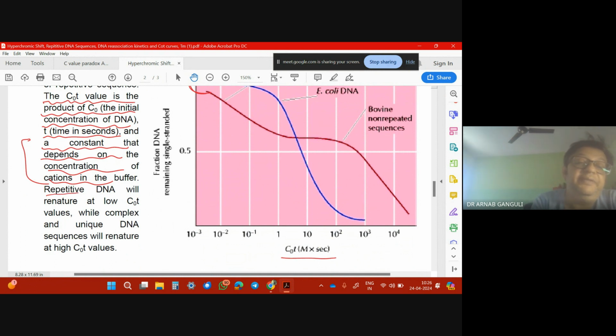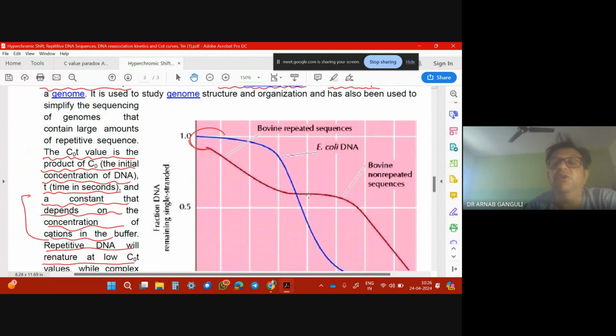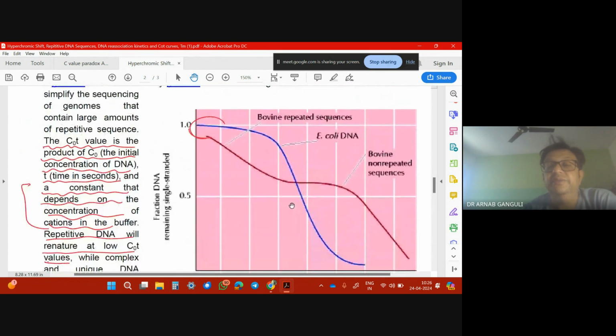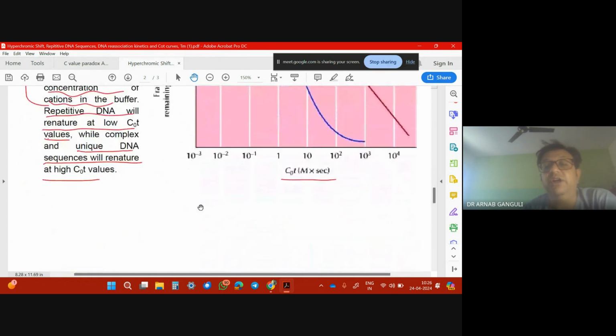A repetitive DNA will renature at low COT values. So if it is repetitive, it renatures very fast, see, it renatures very fast, the value comes down, while unique DNA sequence will renature at higher COT values. So this is COT analysis.